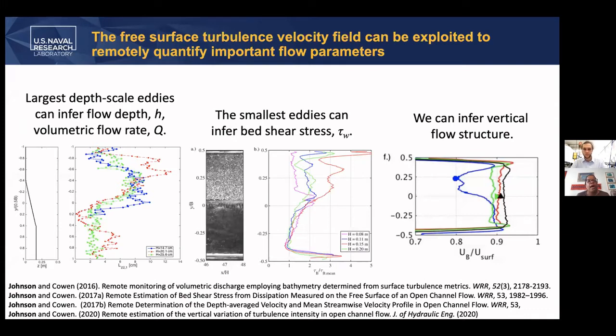I'm going to talk about how from all of these LSPIV free surface measurements we can start to look at the turbulence velocity field to infer some important flow parameters. From the largest depth scale eddies that we see in these free surface turbulent velocity fields, we can infer the flow depth and the volumetric flow rate. We can take advantage of the turbulence cascade to look at dissipation, and from that we can infer the bed shear stress. And when we combine this information, we can look at things like the mean streamwise velocity vertical profile. So that's a quick overview of what I'm going to be talking about today.